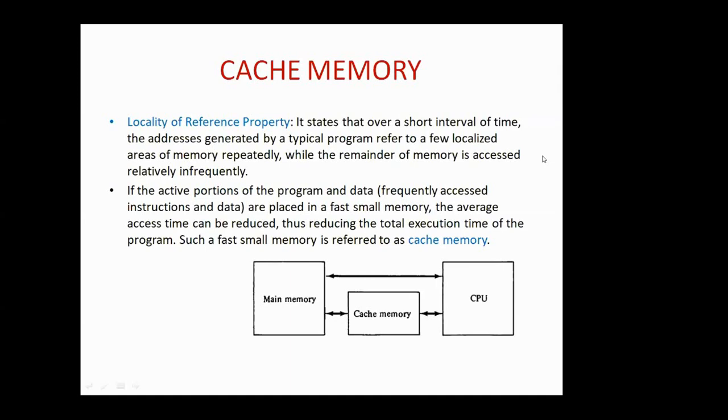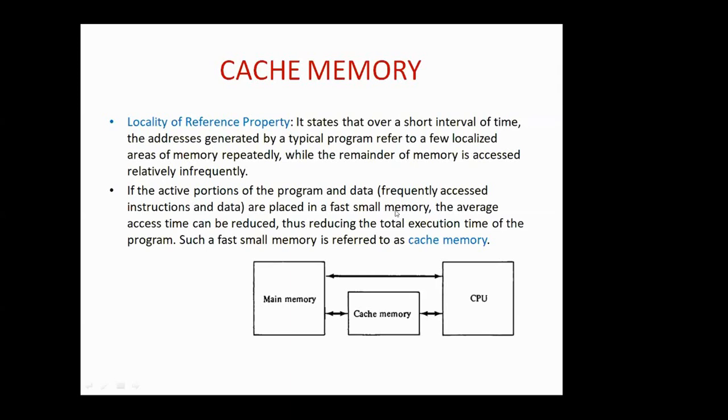Those instructions and those data which are frequently used by the CPU, which are active, which we call as active portions of the program and data, they are stored in this cache memory.